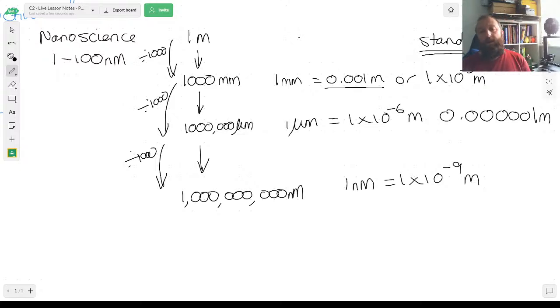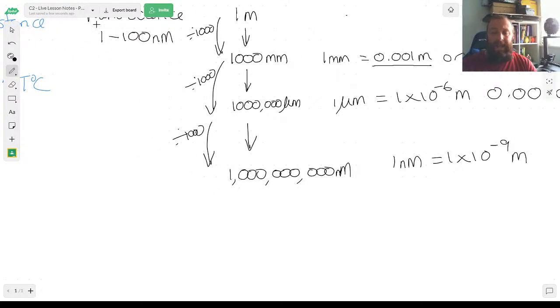Okay? So when we're looking at nanoscience, we're looking at anything that's within sort of 1 to 100 nanometers. Generally speaking, this is molecules that contain a sort of few hundred atoms.